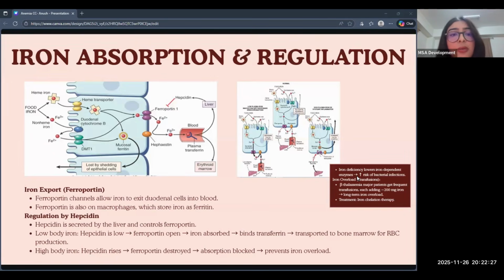Okay, now let's talk about iron overload. So, iron overload can happen in beta thalassemia major because patients get frequent transfusions. And that can develop long-term iron overload. And in this case, we give chelating agents. One thing I want you to remember is that the regulation is done by hepcidin. So hepcidin levels can help prevent iron overload.